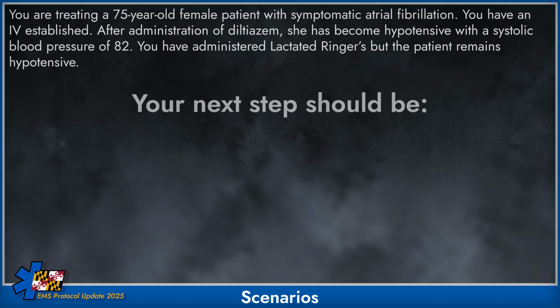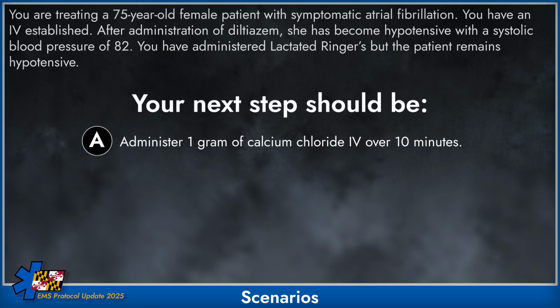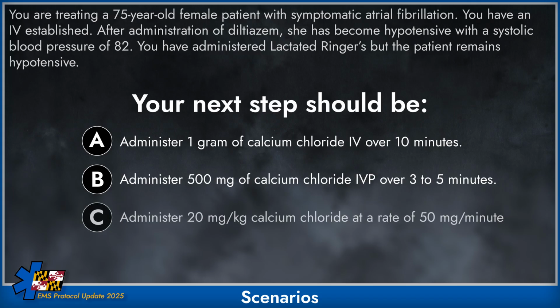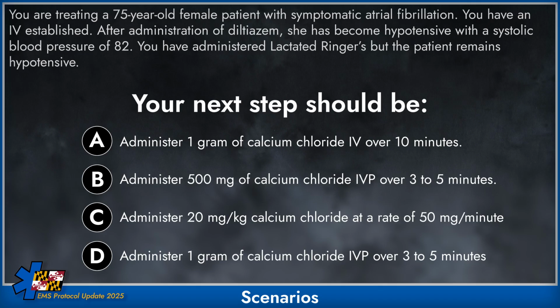Your next step should be A, administer 1 gram of calcium chloride IV over 10 minutes. B, administer 500 milligrams of calcium chloride IV push over 3 to 5 minutes. C, administer 20 milligrams per kilogram calcium chloride at a rate of 50 milligrams per minute. Or D, administer 1 gram of calcium chloride IV over 3 to 5 minutes. The correct answer is B, administer 500 milligrams of calcium chloride IV push over 3 to 5 minutes.